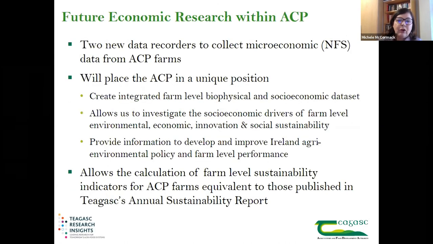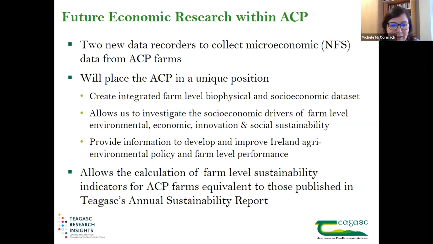And so just before I finish up, I just want to make you aware of the future research that we're hoping to carry out within the Agricultural Catchments Program. We have new scientists on board now, and we're all very excited with all the new research that can happen. And so we have two new data recorders that are going to collect more microeconomic data from a sample of the ACP farms. And as usual, we are grateful to all the farmers who participate in the program for their ongoing support, and we couldn't do it without them.